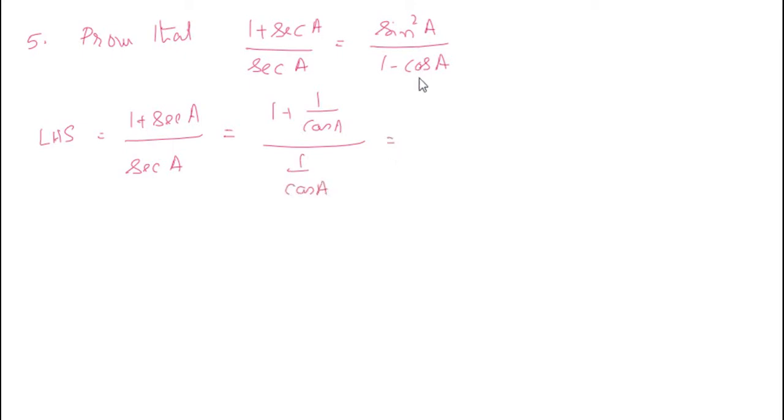So this becomes, with the LCM, cos A in the denominator. So cos A plus 1 divided by cos A, and this is just 1 by cos A. This cos A gets cancelled with this. So LHS becomes cos A plus 1. This is LHS. Let us take RHS now.